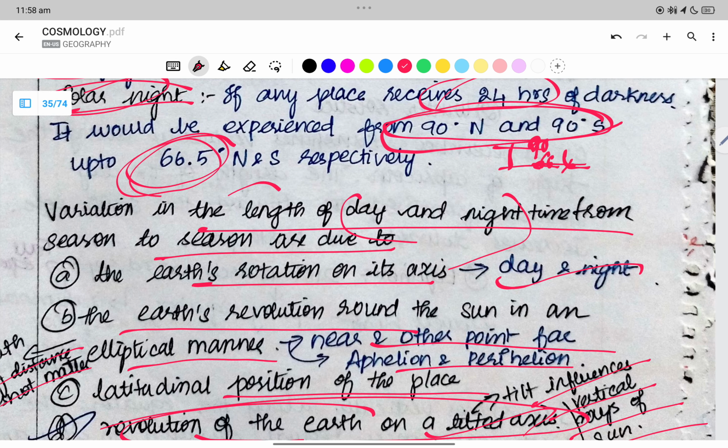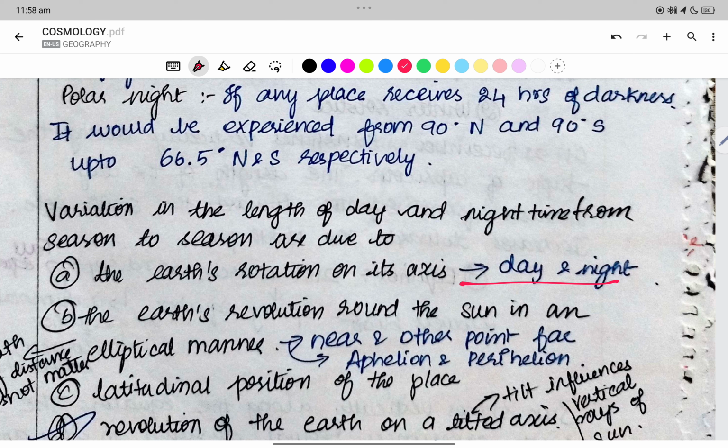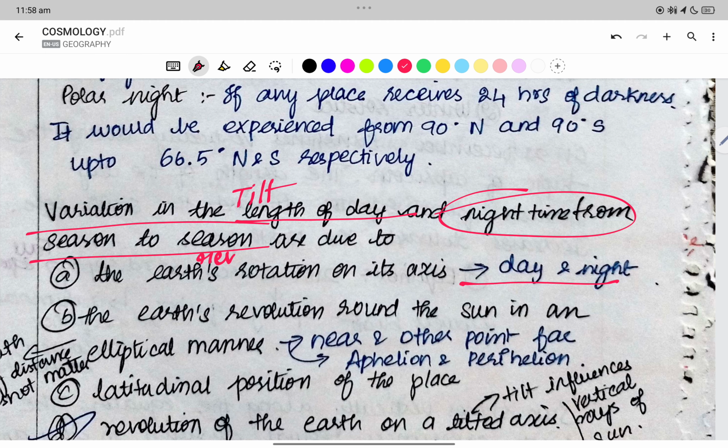So here they are asking about seasons, even the variation in the length. Rotation causes day and night alone, but the variation in the day and night is because of the tilt. This variation in the day and the night is because of the tilt. Therefore, variation in the day and the night is because of the tilt, and then we have the seasons. Season to season is because of revolution. So tilt and then revolution.